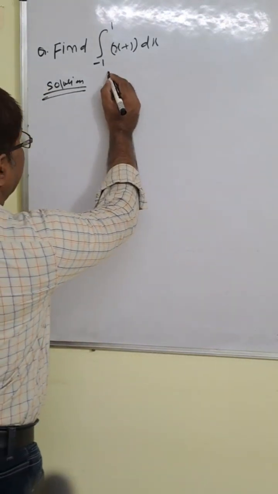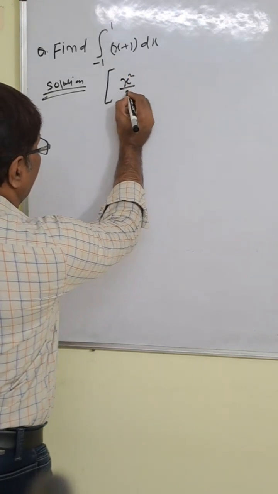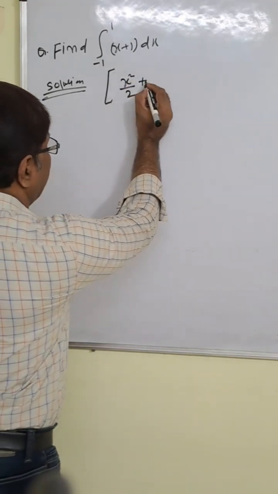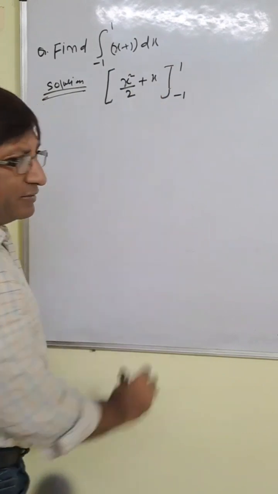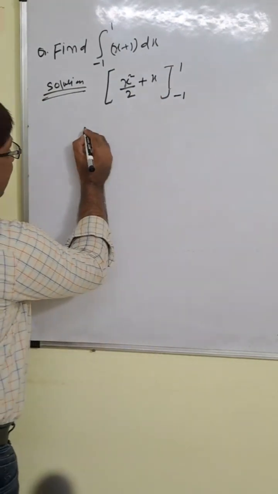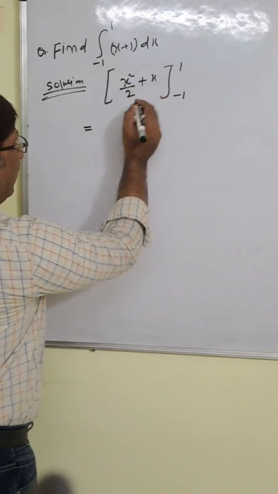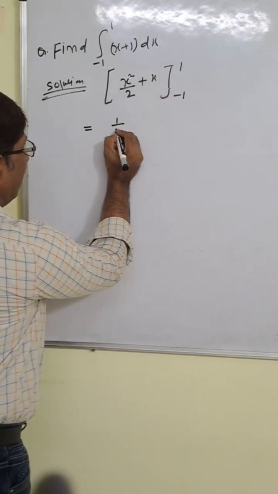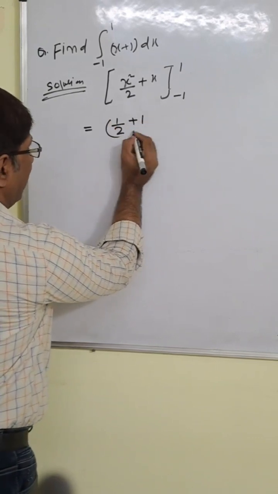So we know the integration of x is what? x square by 2. And the integration of 1 is what? x. And now the upper limit is 1 and the lower limit is -1. Now the next step, just put the value of the upper limit. At the x, put x equal to 1. So this is 1 square by 2, 1 by 2. And again x equal to 1, so this is plus 1.